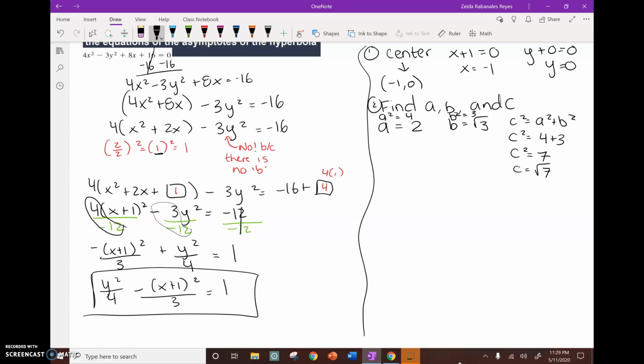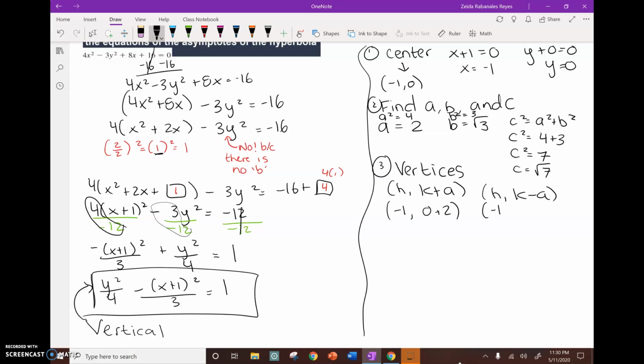And now I can find the vertices. This is a vertical hyperbola because of the y value in the front. So then I am going to be adding the values to my y coordinate. So h comma k plus a and h comma k minus a. That means my h is -1, 0 plus 2, -1, 0 minus 2, -1 comma 2, -1 comma -2. I have my two vertices.